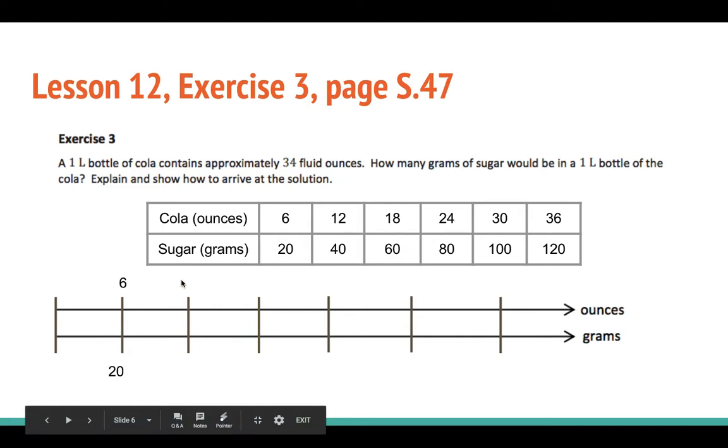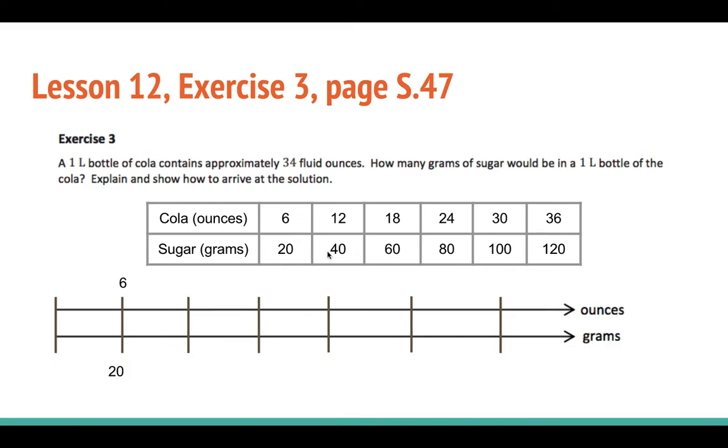So whatever I get from my ratio table here on top, that goes on top. And then I give my corresponding value, 40, down here. So 12 to 40. Next is 18 to 60. 24 to 80. 30 to 100. Now we have 36 to 120.